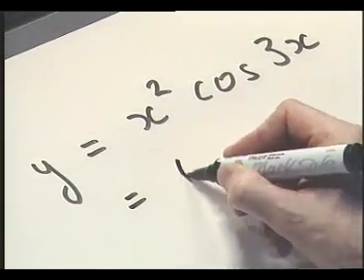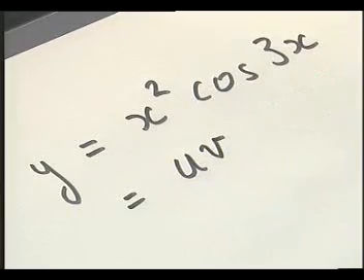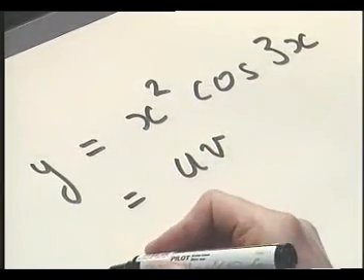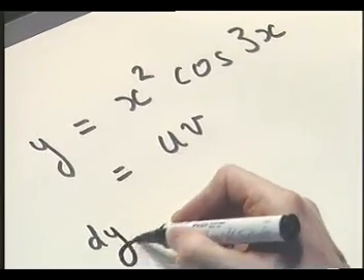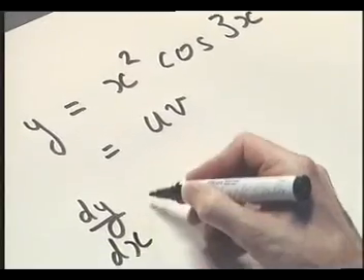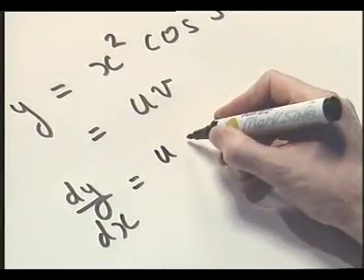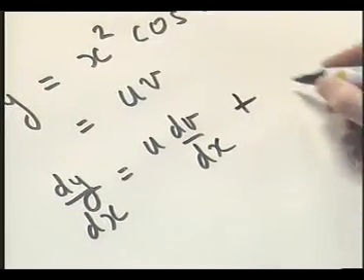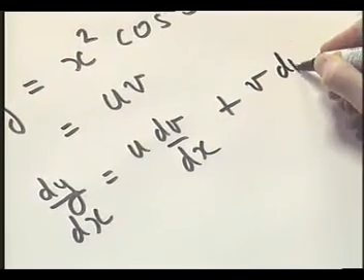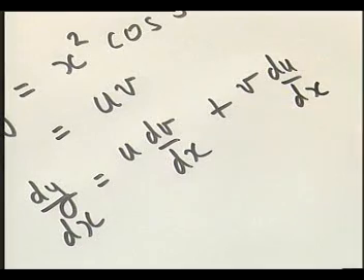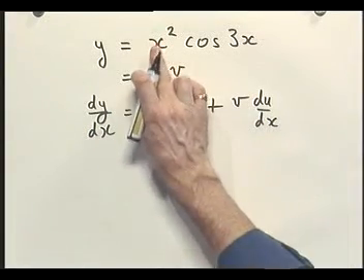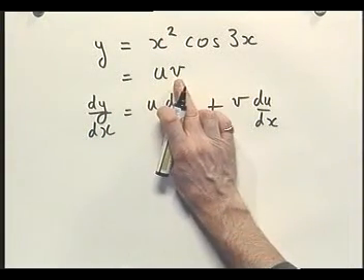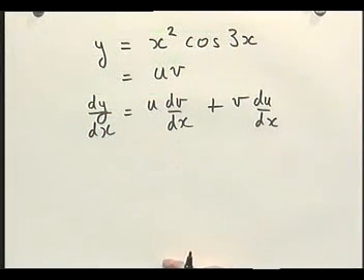Usually we write this as uv. And there is a formula which we can use to be able to differentiate this. dy by dx is u dv by dx plus v times du by dx. So every time we've got a product, we can use this formula. We've identified u with x squared. We've identified v with cos 3x.